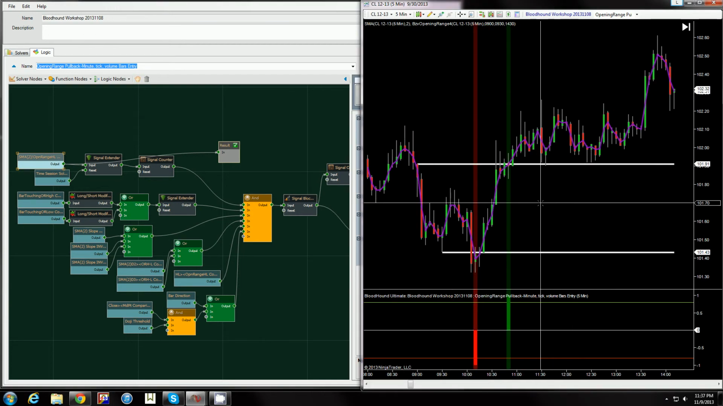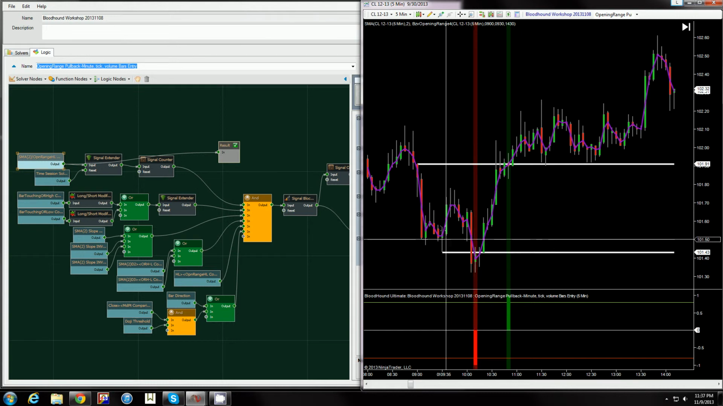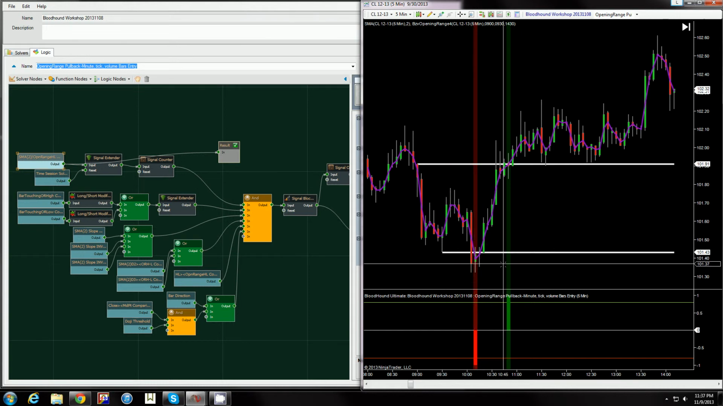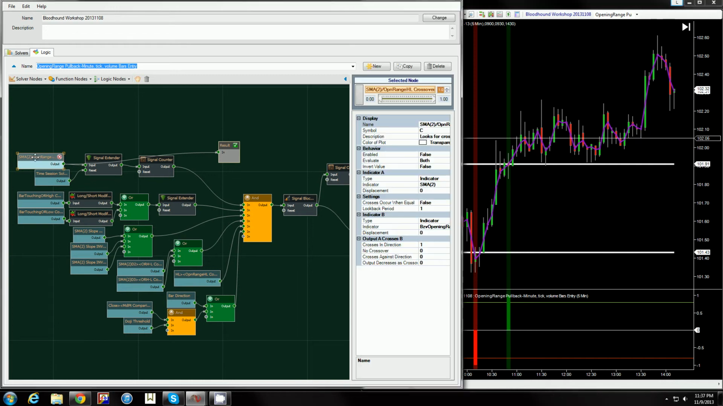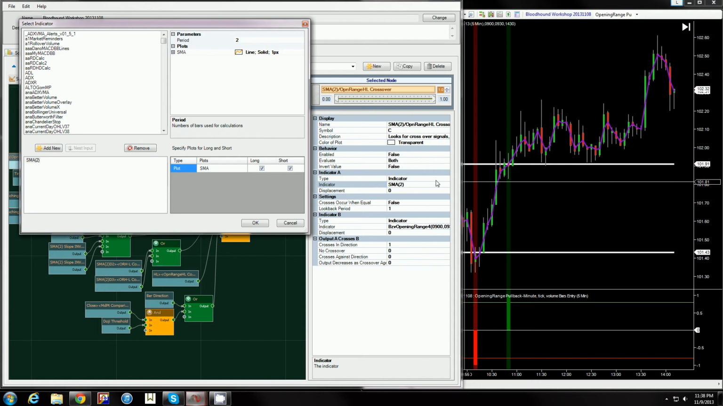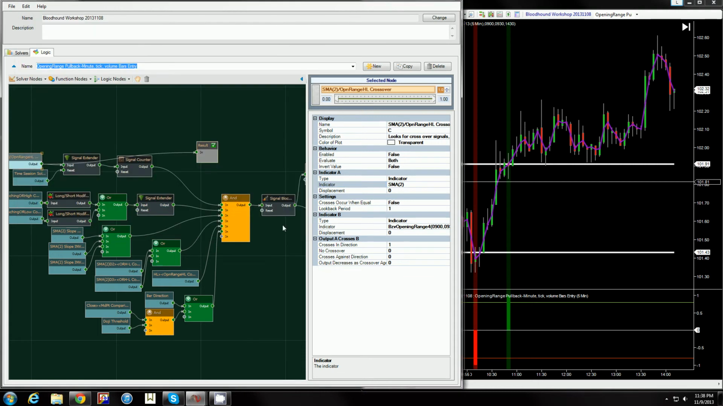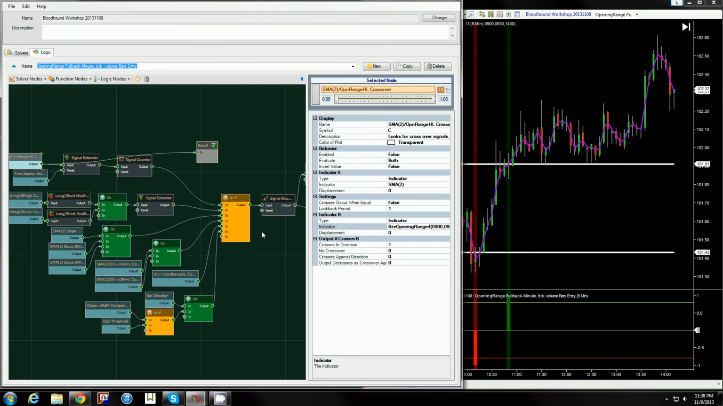So the initial signal is when the SMA 2 period, this purple line, crosses below for a short or above for a long. And that's just a crossover solver. It's very simple. SMA 2, long short for indicator A. For indicator B, opening range, if it breaks above the high, give it a long. Breaks below the low, give it a short.